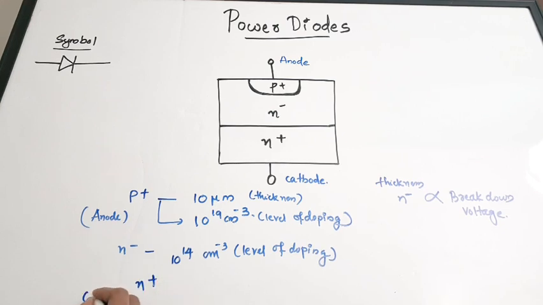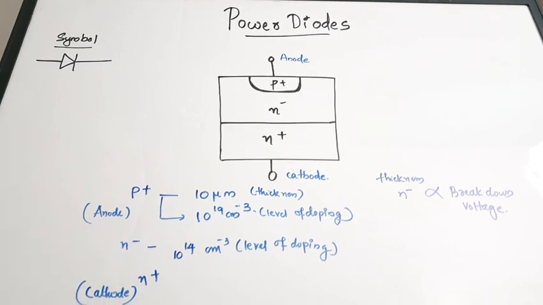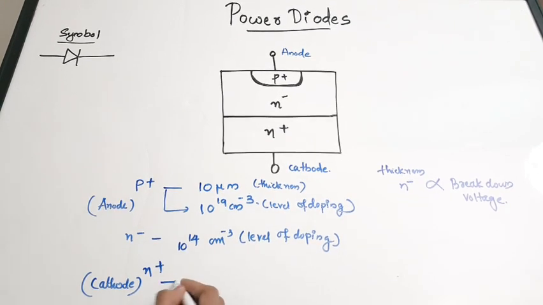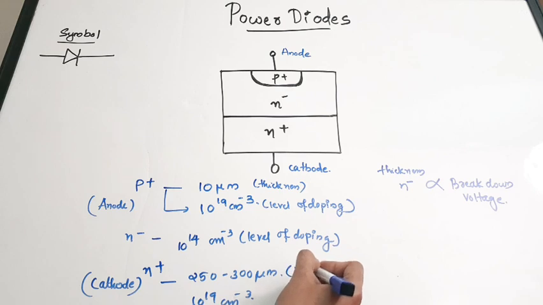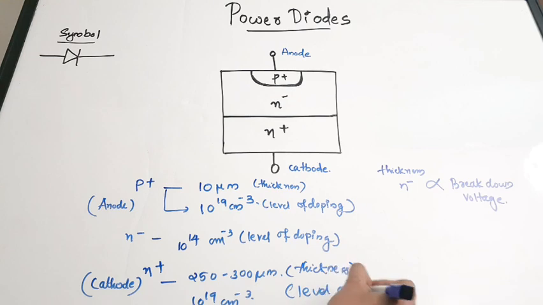The N plus layer acts as the cathode. The N minus is the middle layer, which is the drift layer or the intermediate layer. The N plus layer is the cathode region and it is again a heavily doped region. The thickness is 250 to 300 micrometers, and the level of doping is 10 raised to 19 centimeter raised to minus 3. So these are the three layers.